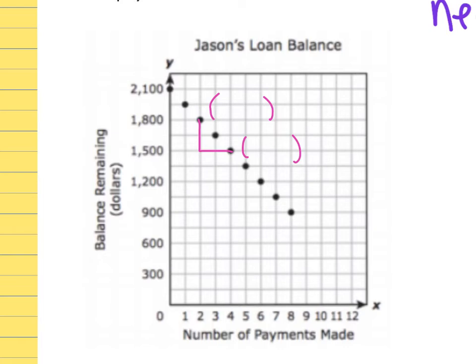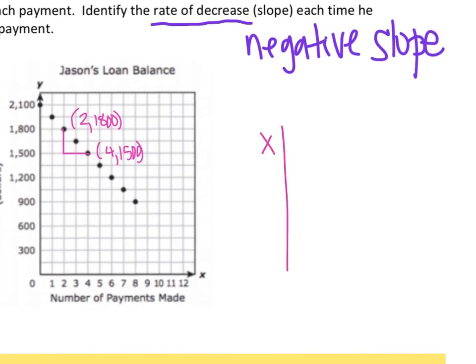So this first dot right here, the x value is 2 and the y value is 1,800. So 2 and then 1,800. Then the next dot that I selected matches up on the x-axis with 4 and then on the y-axis with 1,500. So 4 and then 1,500. Now I can put those together in my table, x, y. My first coordinate was 2 and then 1,800. My second coordinate was 4 and then 1,500.